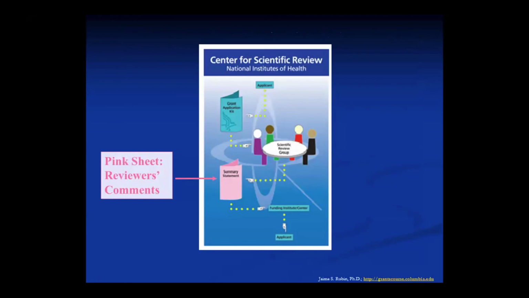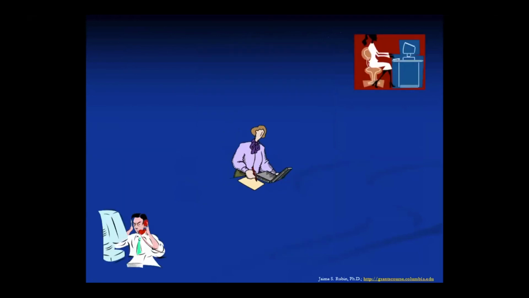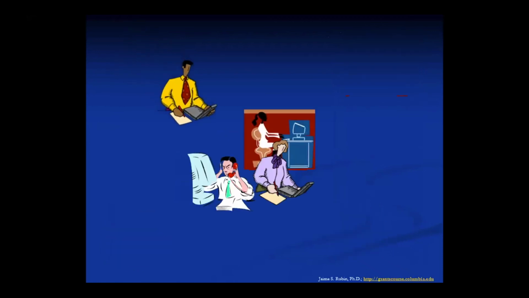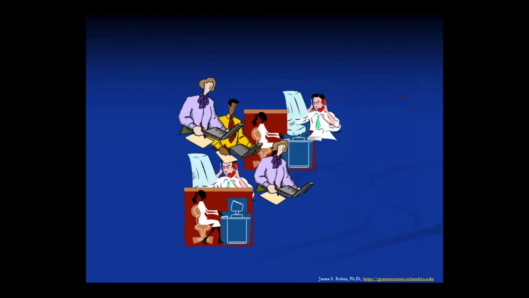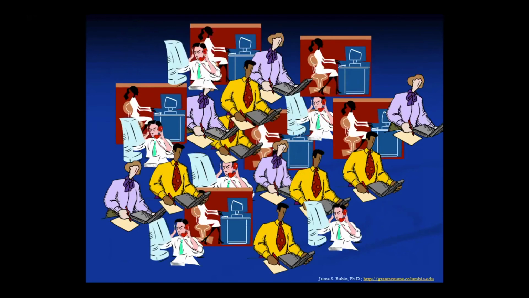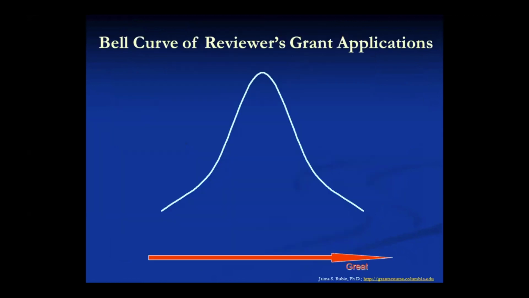Here's the review committee. What are reviewers like? Well, they're very busy, right? They have their own grants. These are peer reviewers, other faculty from across the country. They're not NIH employees. They have all their other responsibilities, their research group, their grants. So what do they do?